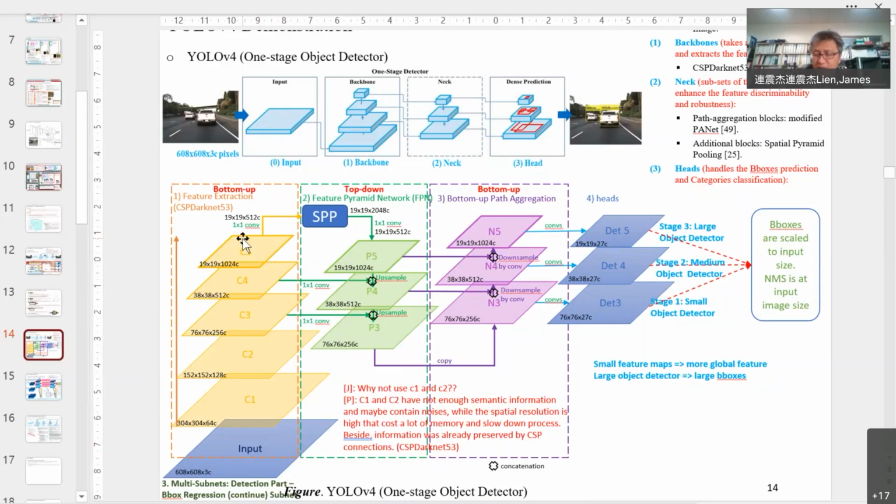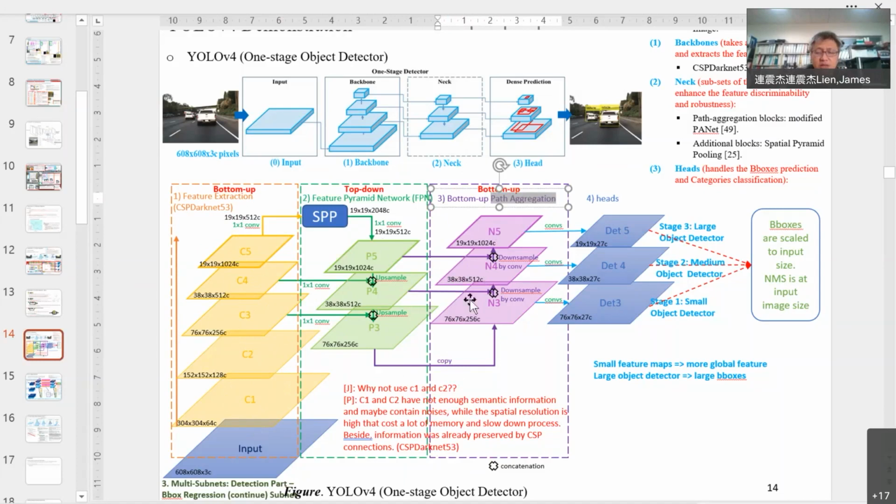YOLO V4 basically does downsampling for feature extraction. Instead of ResNet, they use SPD net 53, and this one was created by Academia Sinica, by Professor Liao and his team. They created this one. That's a good job. So they applied their paper here. It has fewer parameters, it's faster, and performance is good. So they concentrate on this for YOLO V4. And for the neck, they just apply PA net here.